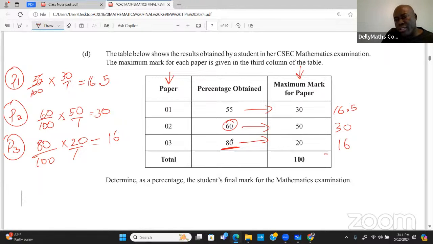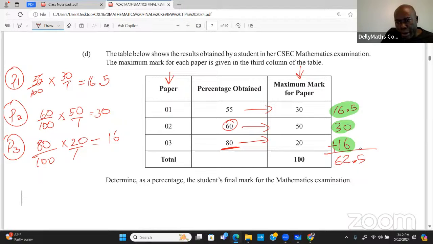What we want to do now is to total what the student got. So the student got 16.5, then 30, then 16. Let's add these up all together. So 16.5 plus 30 plus 16, and I'm getting 62.5. So the student got 62.5 out of 100.